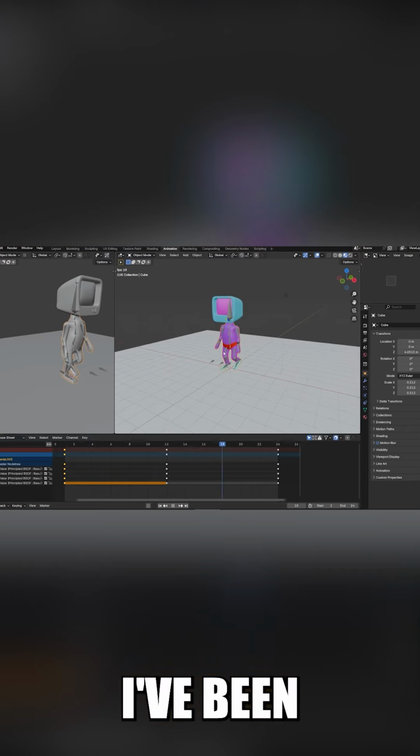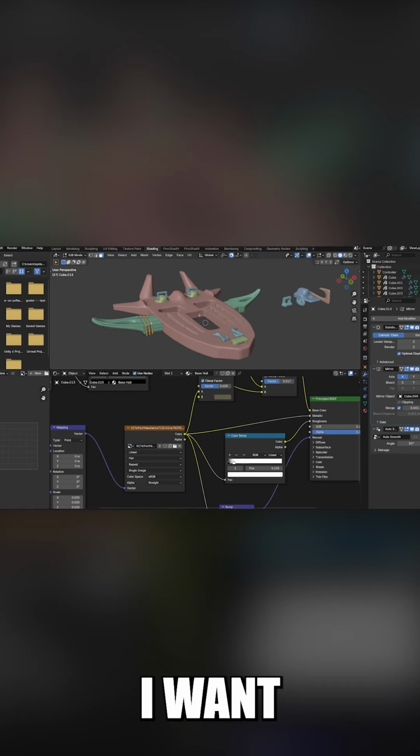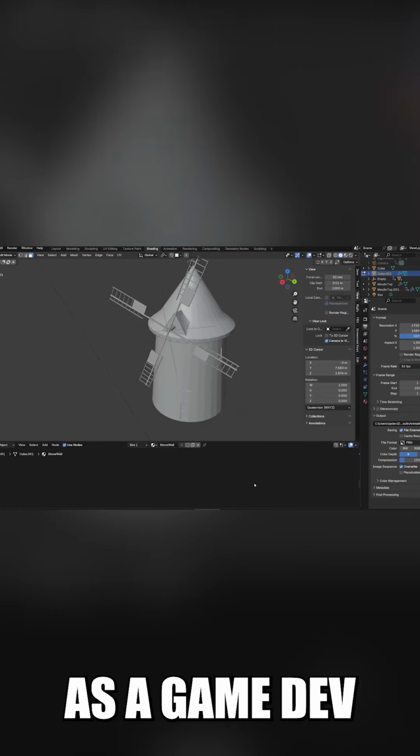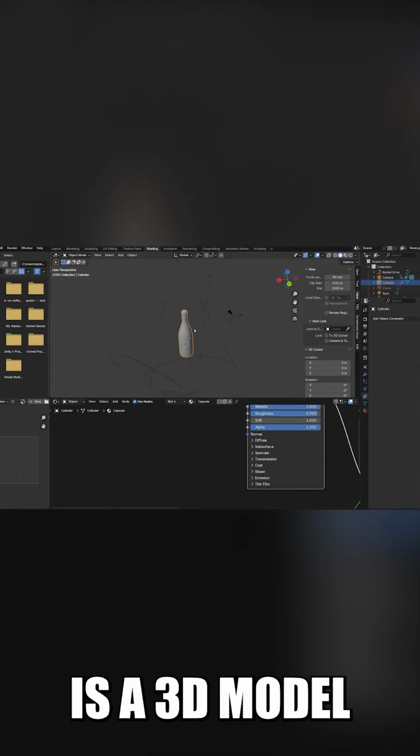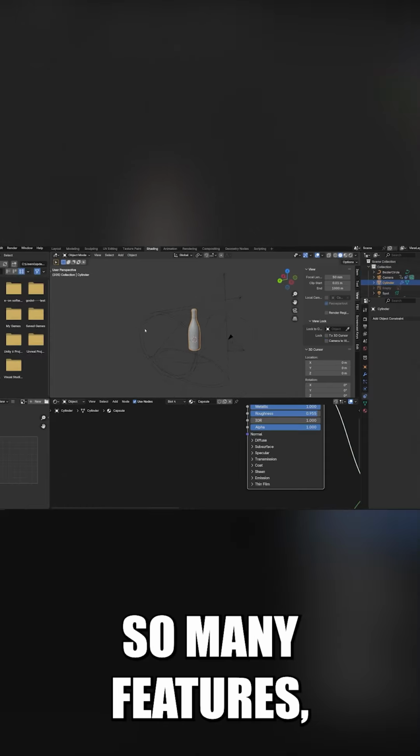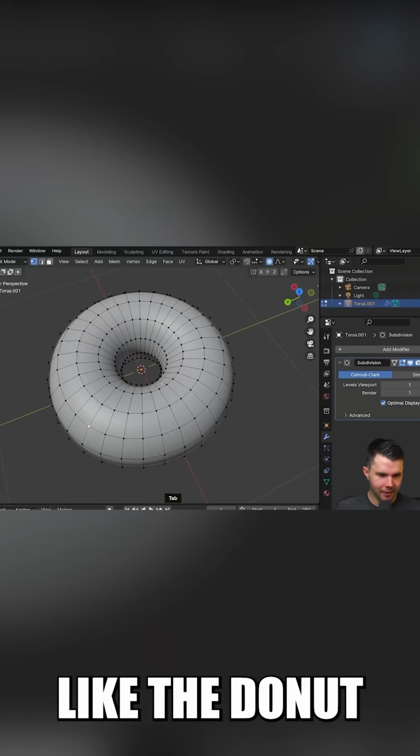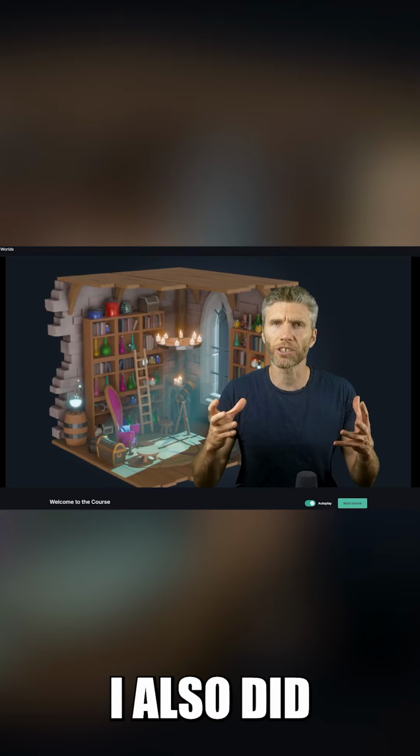Alright, game devs, I've been playing around with Blender for a moment now, and I want to share with you how I would learn it as a game dev if I was to do it all over again. Blender is a 3D model software packed with so many features, but only a few are really necessary for game development. I did a lot of tutorials like the donut tutorial, which we'll talk about in a minute. I also did paid courses and some exploring by myself with Blender.